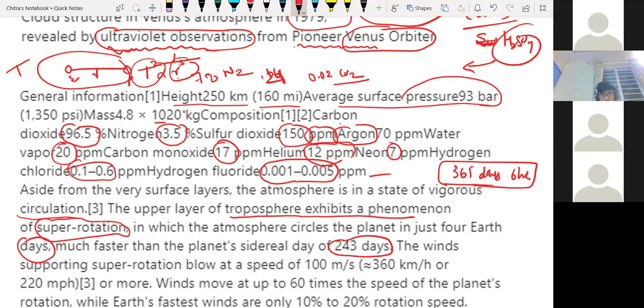The winds supporting super-rotation blow at a speed of about 100 meters per second. It is the wind speed on the surface of Venus. It is very high. Sir, if we release a kite in the atmosphere of Venus, it will rotate and come back to the same place in just 4 days.